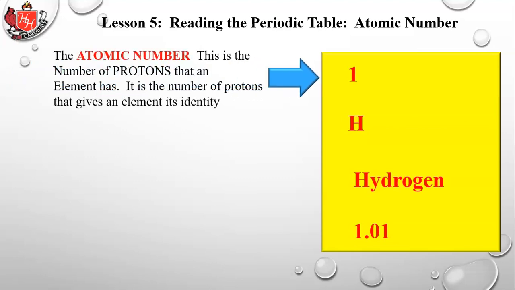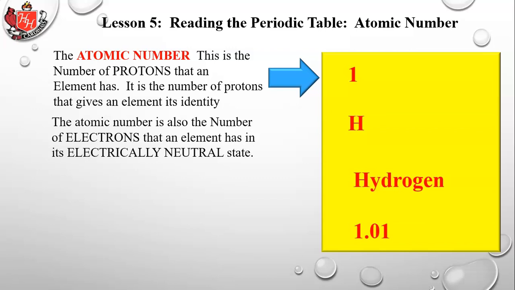So the first is called the atomic number. This is the number of protons that an element has. It's the number of protons that gives an identity to the element. So it's not the number of neutrons or the number of electrons. That can be different. But as long as an element has a particular number of protons, it remains to be that element. So hydrogen, for example, must have one proton.